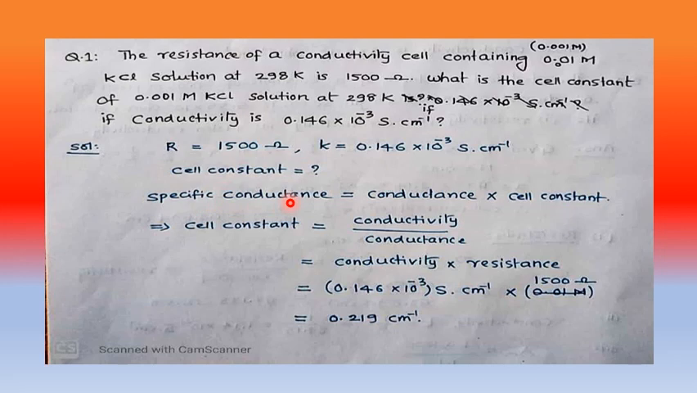Specific conductance equal to conductance into cell constant. Cell constant equal to conductivity by conductance. Conductivity into 1 by conductance, equal to resistance. Now just put the values given in the question, and you will get 0.219 centimeter inverse. This is the final answer. Is it clear?